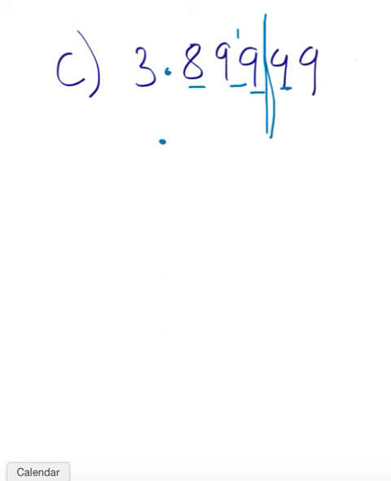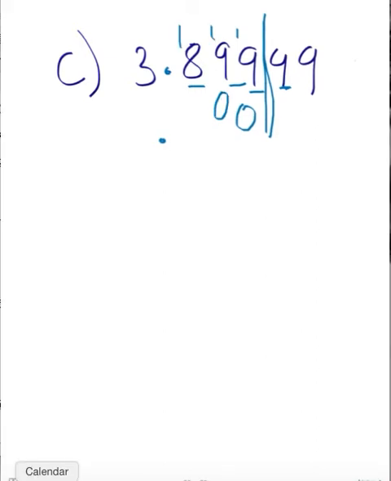So 9 plus that 1 is 10. Put the 0 down and carry the 1. And do the same thing. 9 plus 1 is 10. So put the 0 down and carry the 1. And then, sorry, the computer's lagging a little bit.